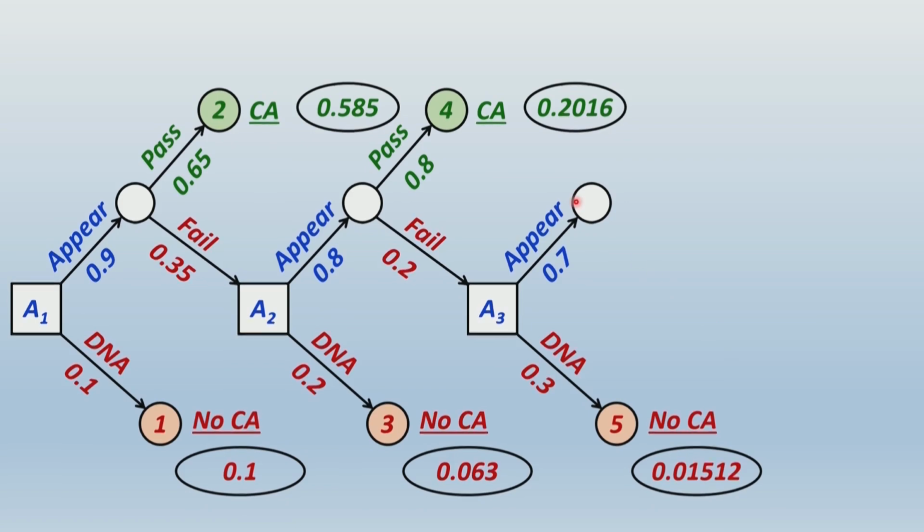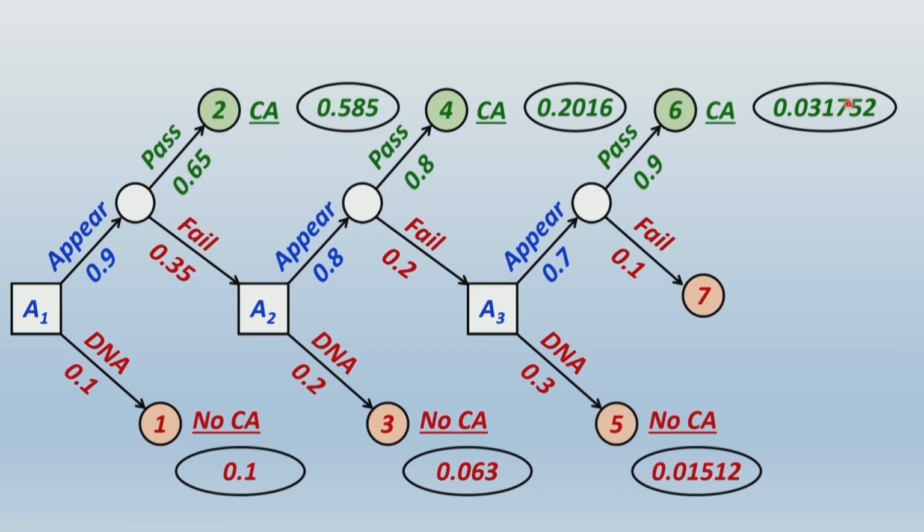If he appears the third attempt, there can be two possible outcomes: either pass with a probability of 0.9 or fail with a probability of 0.1. Now if he passes this exam, that will be again end of the journey and he becomes a CA. So what will be the joint probability of reaching this particular outcome? It will be appear, fail, appear, fail, appear and pass. In other words, appear and fail in the first attempt, then appear and fail in the second attempt, and then appear and pass in the third attempt. So how would you compute the joint probability of this entire path? 0.9 into 0.35 into 0.8 into 0.2 into 0.7 into 0.9, that will give you 0.0311752 as the joint probability of being CA in this third attempt.